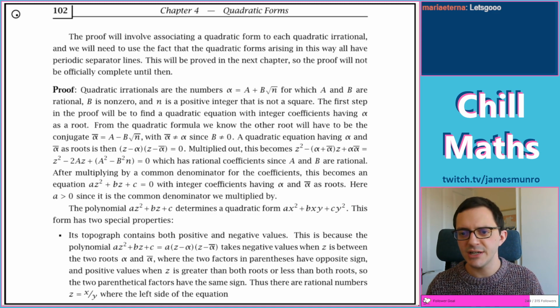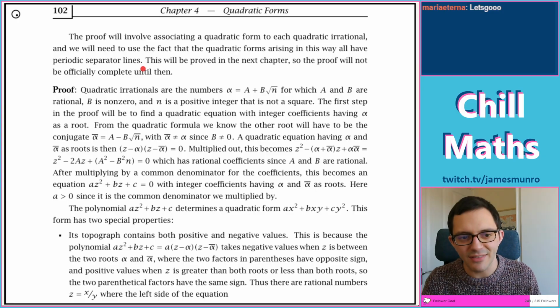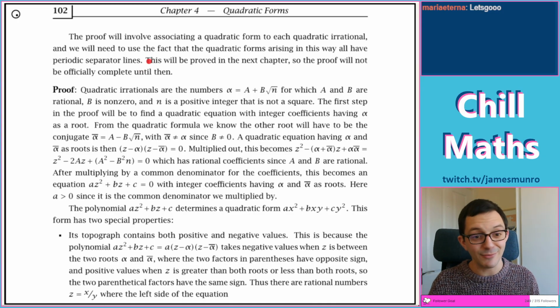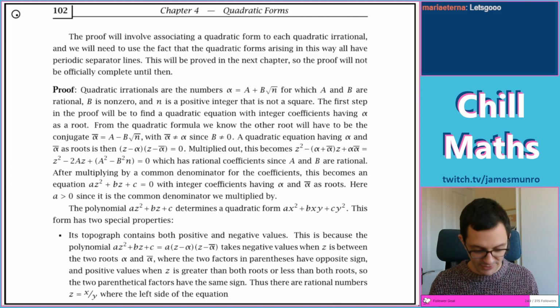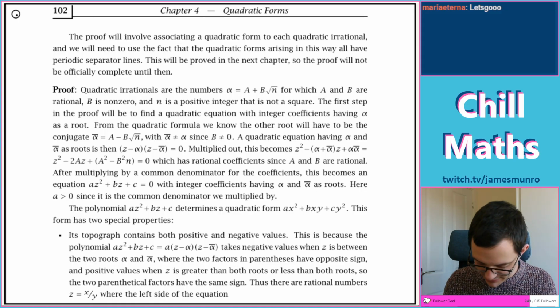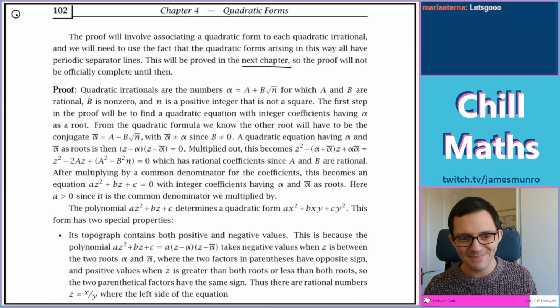The proof will involve associating a quadratic form to each quadratic irrational. We'll need to use the fact that the quadratic forms arising will have periodic separator lines. Okay, fine. That's the thing in section 5.1. Looking forward to seeing a proof. This is, I think, at least the third time we've been told to look at the next chapter. So, really can't wait now.